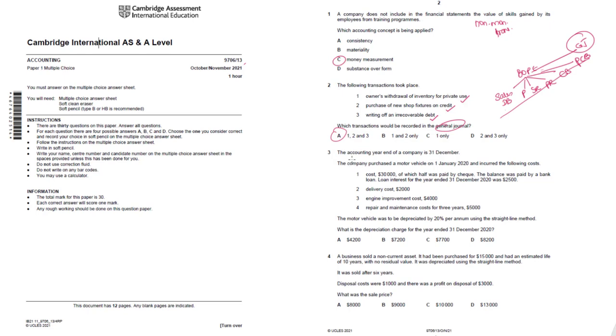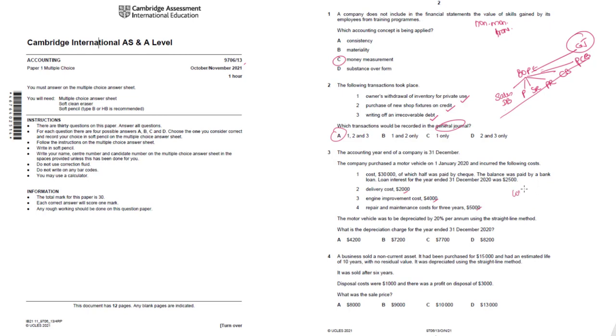Question number 3. The accounting year end of a company is 31st December. The company purchased a motor vehicle on 1st Jan 2020 and incurred the following costs. 30,000 was the cost, out of which half was paid by check, the balance was paid by bank loan. Loan interest for the year ended 31st December 2020 was 2,500. Delivery cost, engine improvement cost, and repair and maintenance cost for 3 years. Motor vehicle was to be depreciated by 20% per annum using straight line method. What is the depreciation charge for the year 31st December 2020?